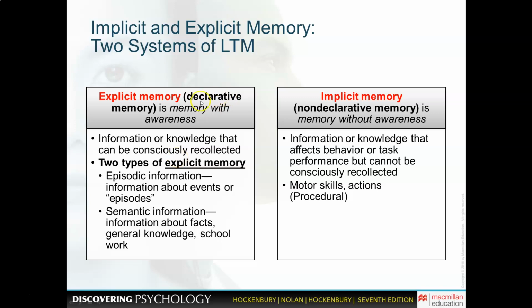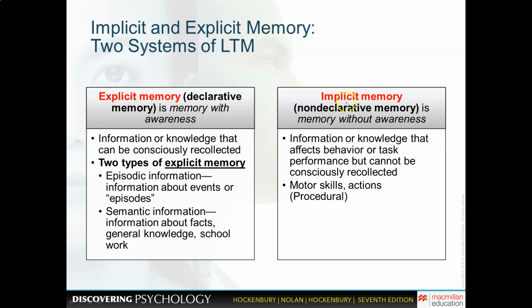Basically, you're able to declare your memory. You go, oh yeah, I remember that because... Well, that is declaring your memory. Okay, so the two types of explicit memory are episodic and semantic. I won't go over those again. We talked about those in previous slides.